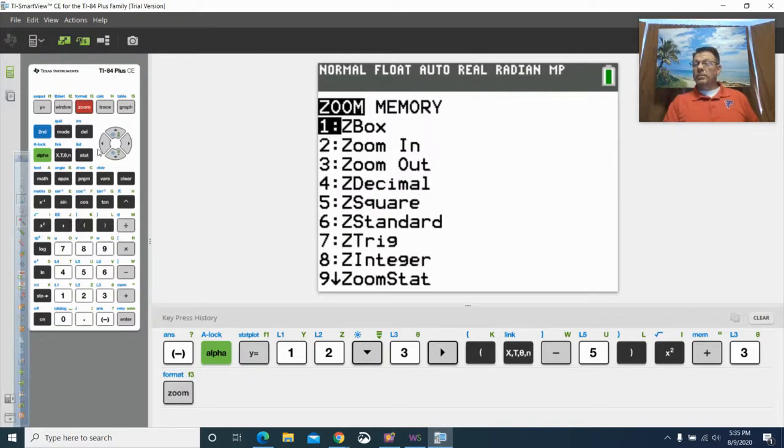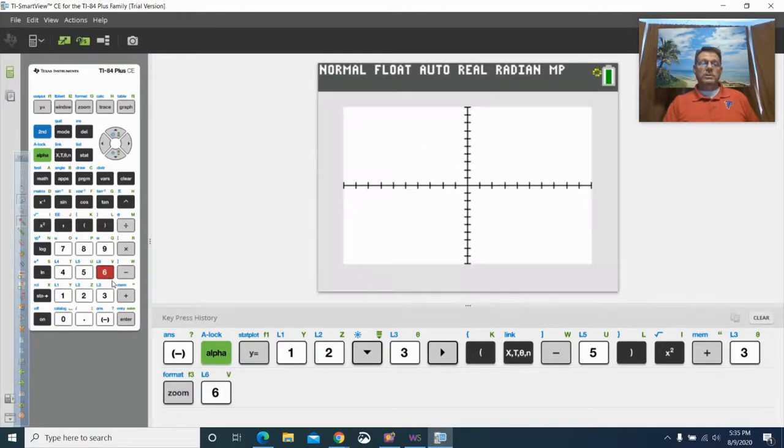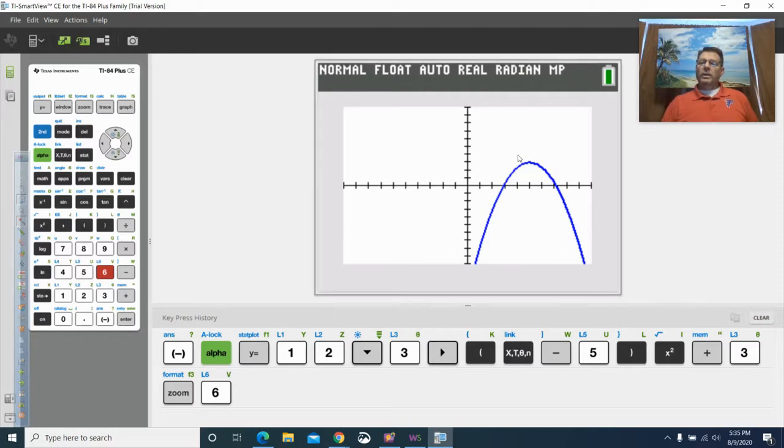And then now I can hit zoom. See, now I zoomed in before. I want to hit zoom 6, zoom standard, resets my window. And then there's my parabola. And where's the vertex? Over 5, up 3, just like I promised. So if you don't get all the details there, that is fine.